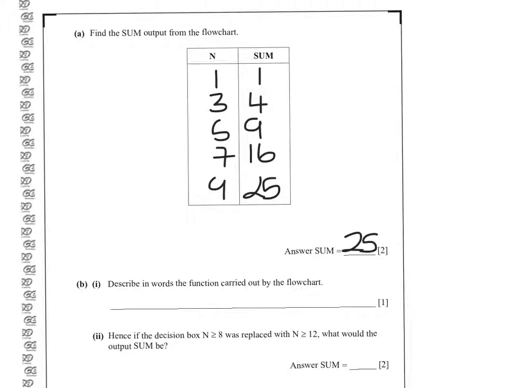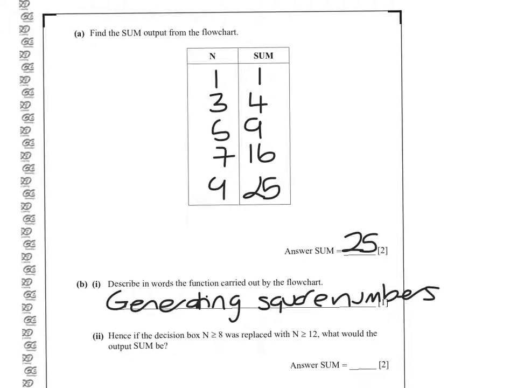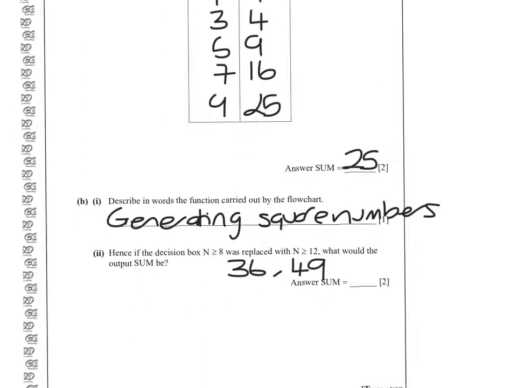Describing in words the function carried out by the flow chart, it's generating the square numbers. If we keep on working up the square numbers, then we would have 11 and 36, and then we would have 13 and 49, which means that the output for n greater than or equal to 12 would be 49.